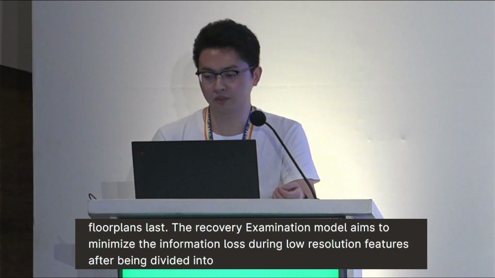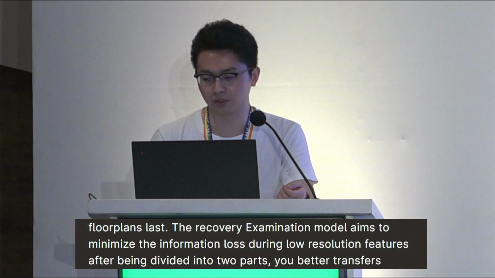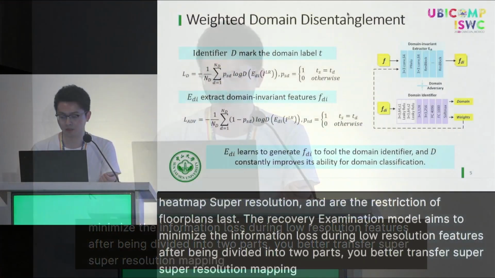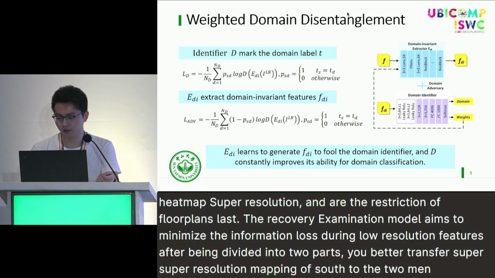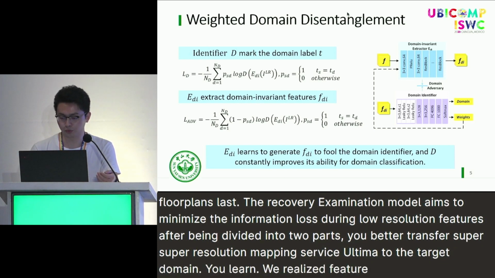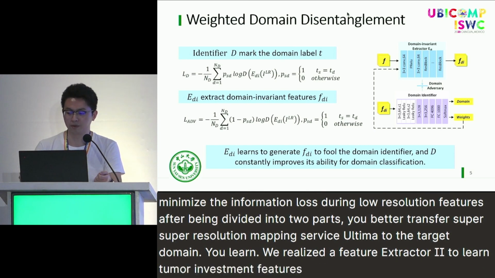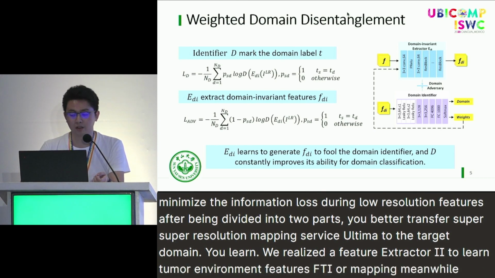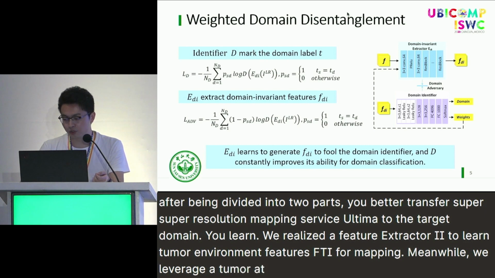To better transfer super resolution mappings of the source domain to the target domain, we realized a feature extractor EDI to learn domain invariant features FDI for mapping. Meanwhile, we leverage a domain identifier D, which takes FDI as input and outputs the domain label T.